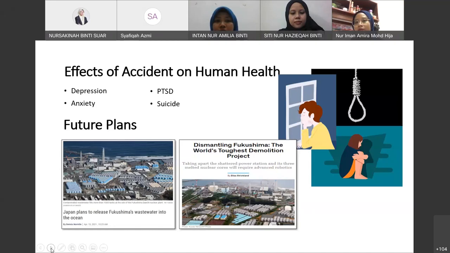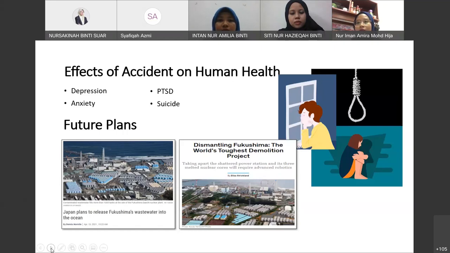In the future, the Japan government actually plans to release the Fukushima wastewater into the ocean. As I stated earlier, the contaminated water will be stored in the tanks, and this wastewater will be released into the ocean. Before they release the wastewater into the ocean, this water has been treated using the Advanced Liquid Processing System, which is ALPS. And it is provided by the TEPCO company.